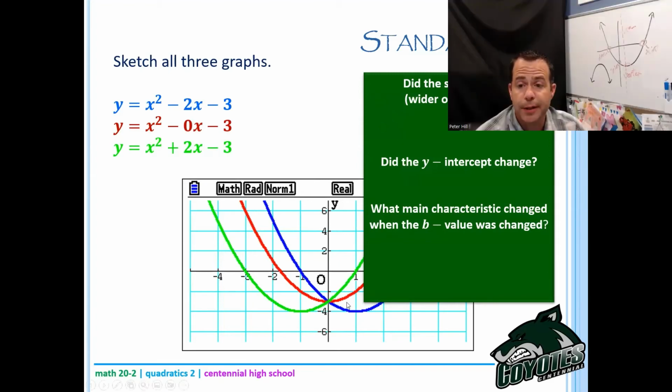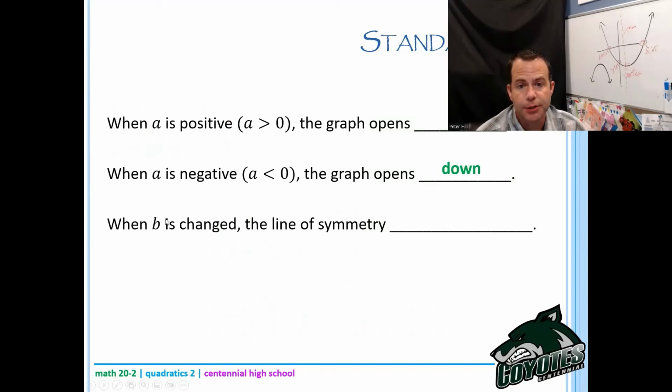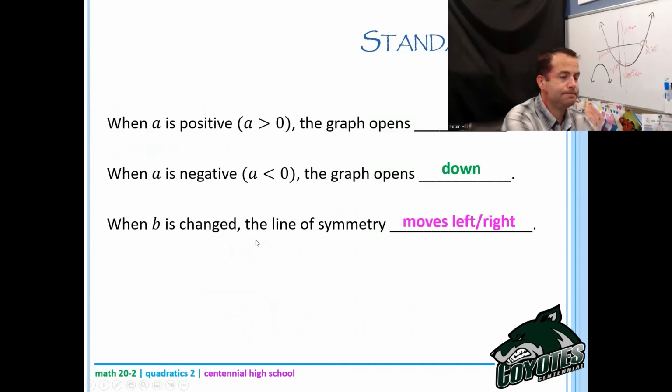Okay, did the y-intercept change? No, they actually all have the same y-intercept. So what did change? What I want you to notice there is we are moving it left or right, okay? Moving the axis of symmetry left or right. So the axis of symmetry, the x value of the vertex, moved right or left, okay? So that's what the B value does. Let's add that into our conversation. When B is changed, the line of symmetry moves left or right, okay?